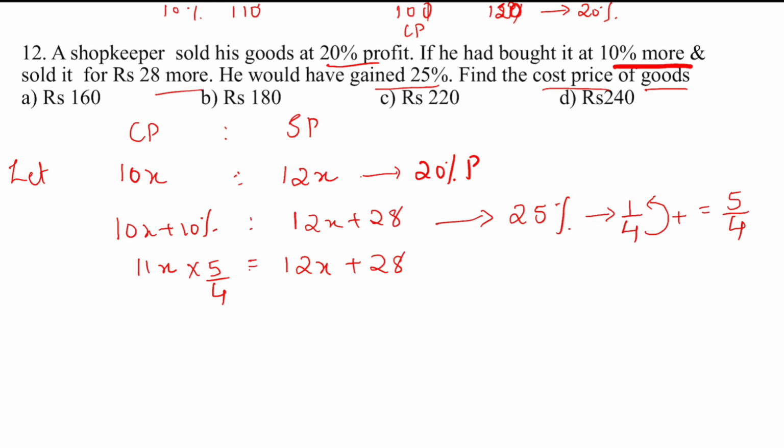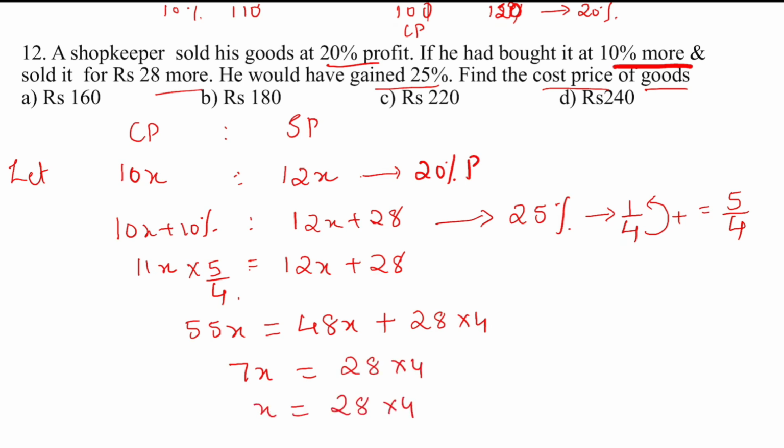So cross multiply: 11x into 5 is 55x. 12 fours are 48x plus 28 into 4. Just keep it like this only, don't multiply. So 55 minus 48 will be 7x, which is equal to 28 into 4. So therefore x is equal to 28 into 4 divided by 7. 7 ones are 7, 7 fours are 28, so 4 fours are 16. So we got x as 16.